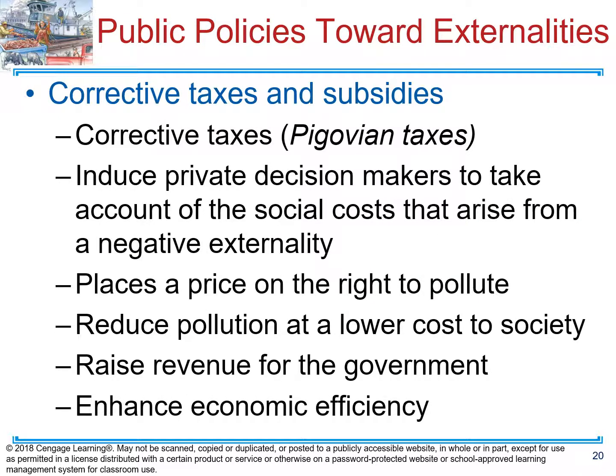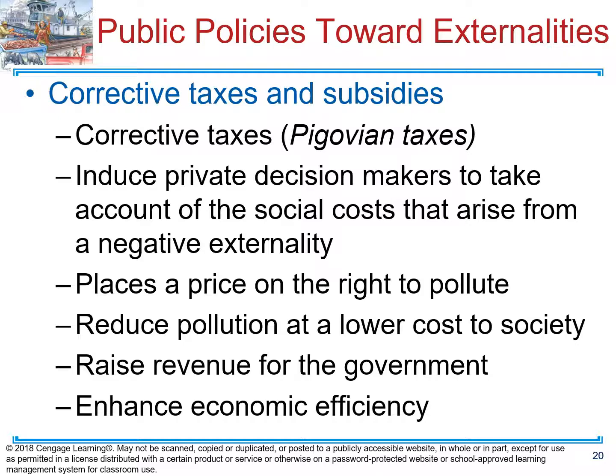Corrective taxes and subsidies. Corrective taxes are known as Pigovian taxes. This induces private decision makers to take into account the social costs that arise from negative externalities. It places a price on the right to pollute. It reduces pollution at a lower cost to society. It raises revenue for the government and enhances economic efficiency.